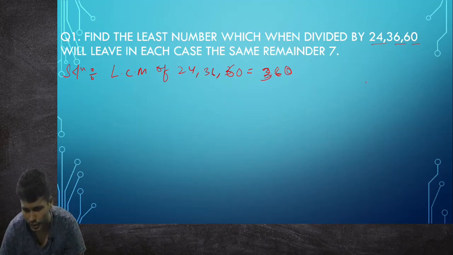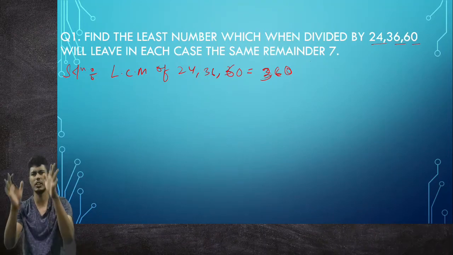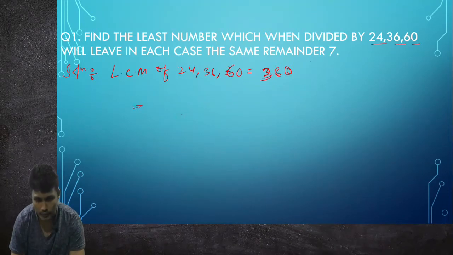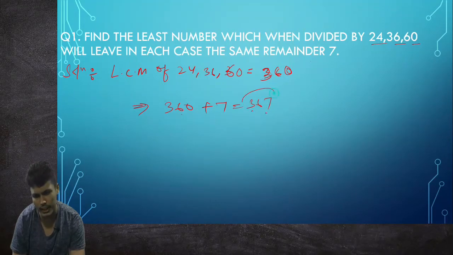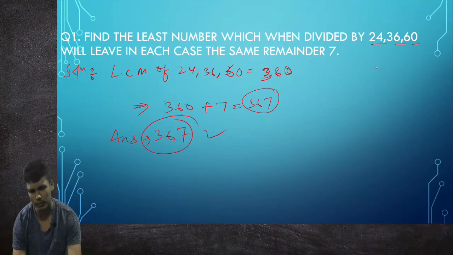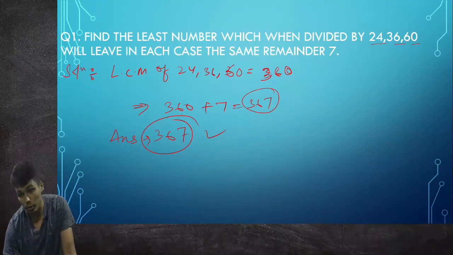Now if you divide 360 by 24, the remainder will be 0. If you divide by 36, the remainder will be 0. If you divide by 60, the remainder will be 0. You just check it out. Now, for the remainder to be 7, what can we do? We can write the LCM 360 plus 7 equals 367. So the answer is 367. You check it out. You divide 367 by 24, by 36 and by 60, whether the remainder will be 7 or not. I'll do one for you.